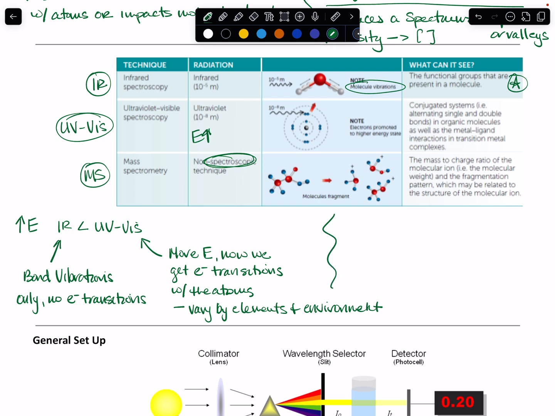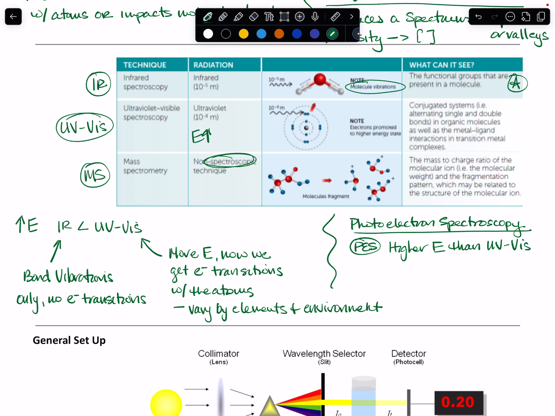Now, one technique that's not on here, which I wish was, is called photoelectron spectroscopy. This is also sometimes called PES. This is higher energy than UV vis, although there is some overlap. It depends on the element.